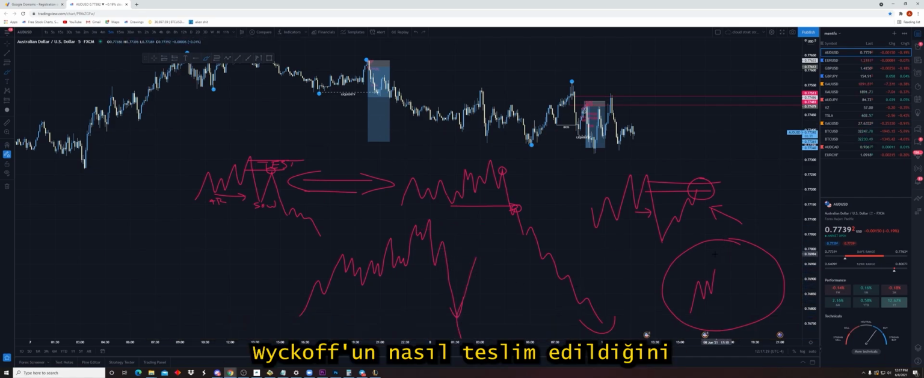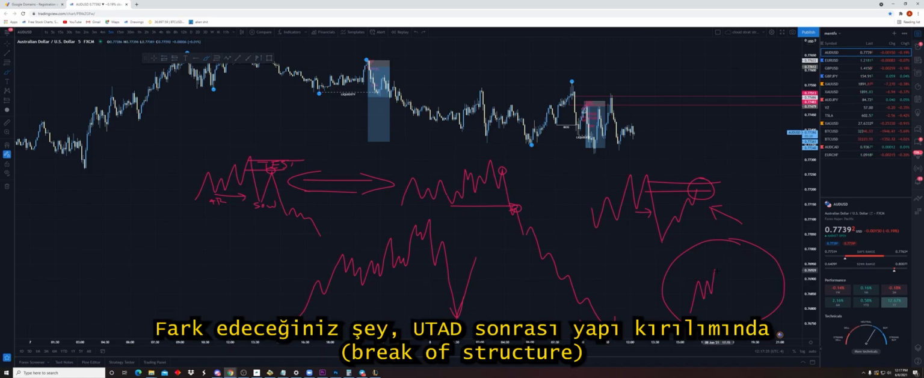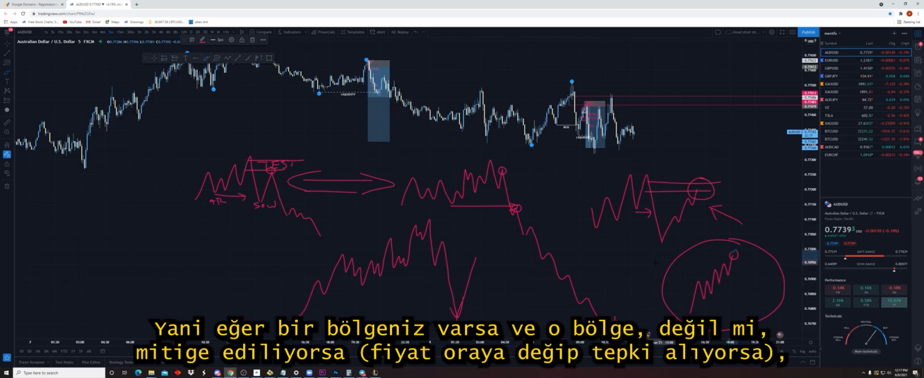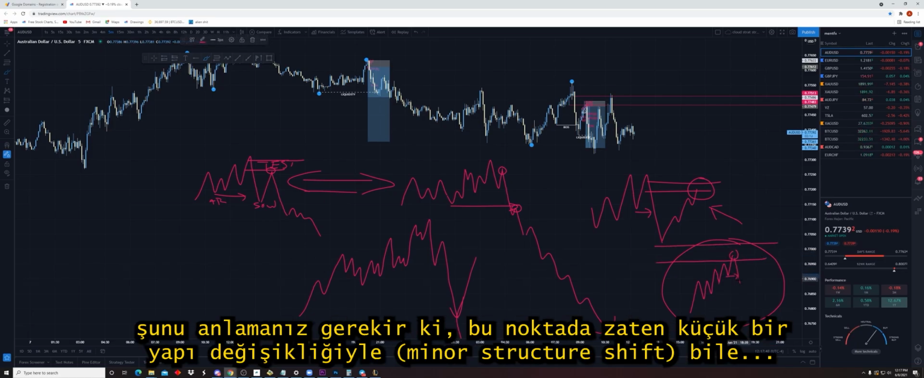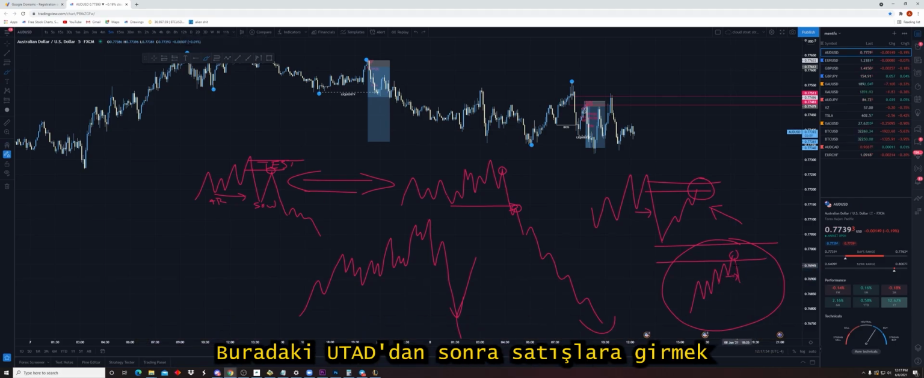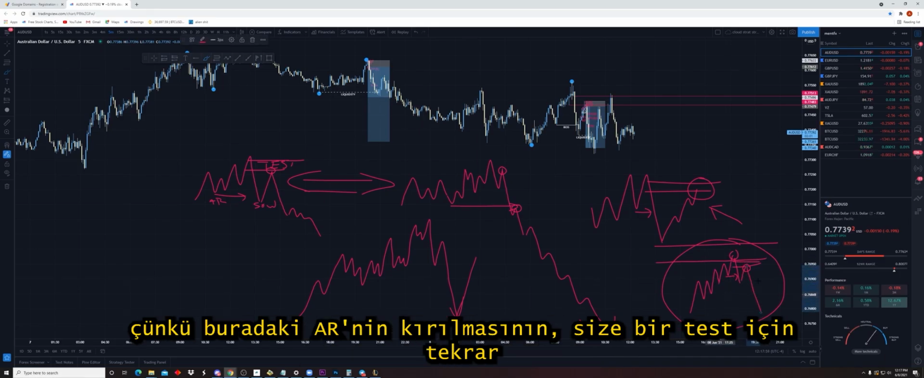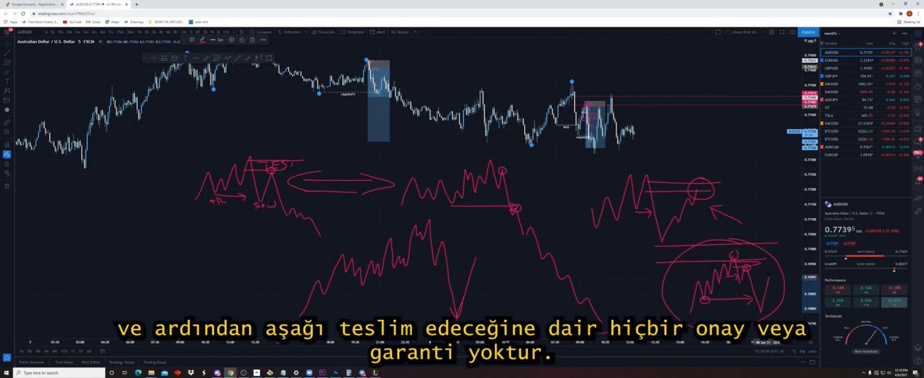Now, the thing you have to be aware of as you begin to understand how Wyckoff delivers more often, right, is that you can start to get involved on the UTAD break of structure. So if you have a zone and that zone is being mitigated, and then this happens and you get a breakdown, you need to recognize that already at this point with a minor structure shift, so this is still a structure shift, you are valid to go for sells off of the UTAD here to catch the test down into lower prices, because there isn't any confirmation or any guarantee that a break of the AR right here is going to deliver you another push all the way back up into a test and then a delivery lower.